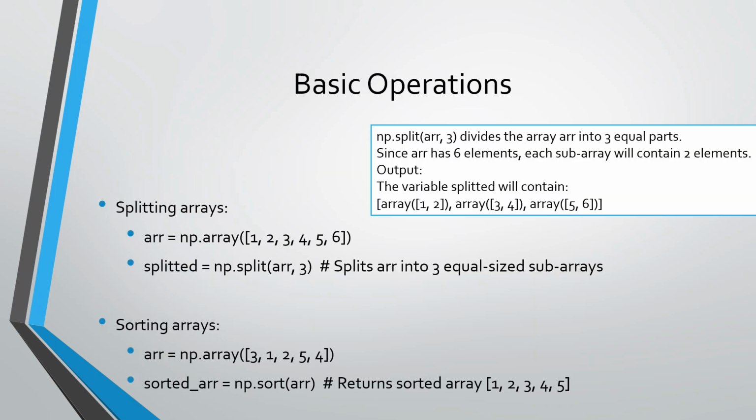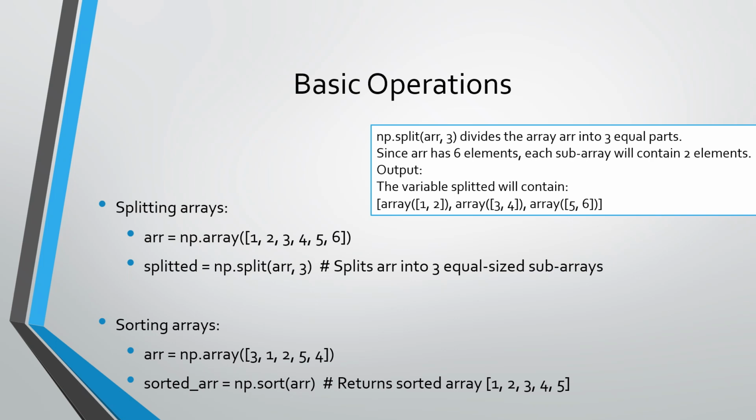The next function is the split function. We can split the given elements of an array into equal sized subarrays. We have 6 elements in this array. Now when we execute this split function on this given array, we have specified 3, so that means the array will be split into 3 equal sized subarrays. Since we have 6 elements, each subarray will contain 2 elements.